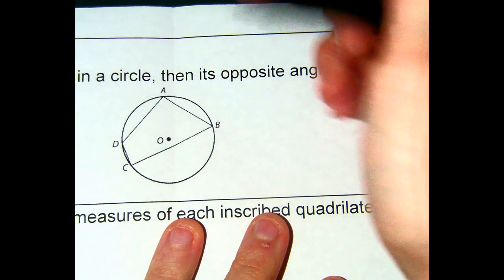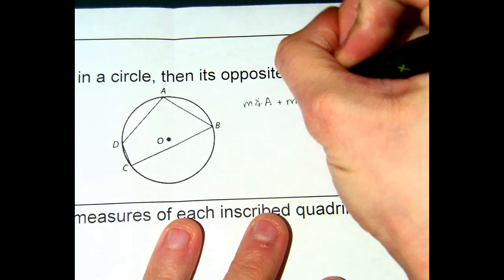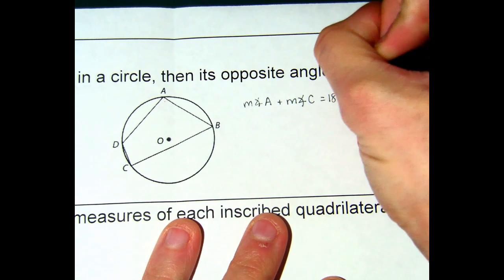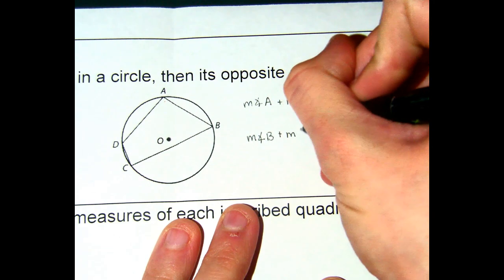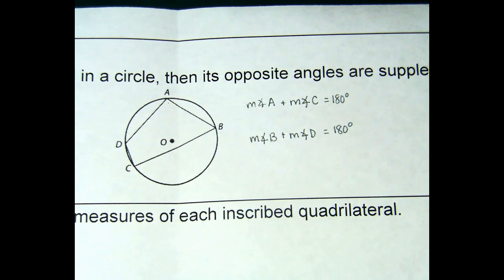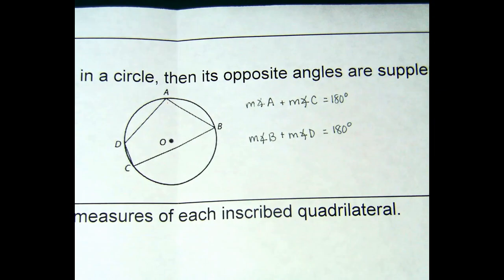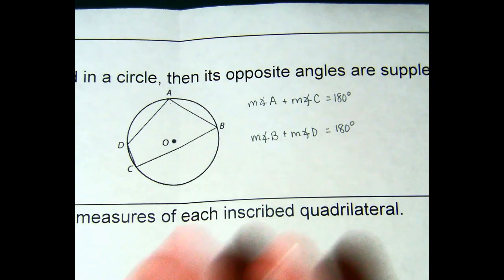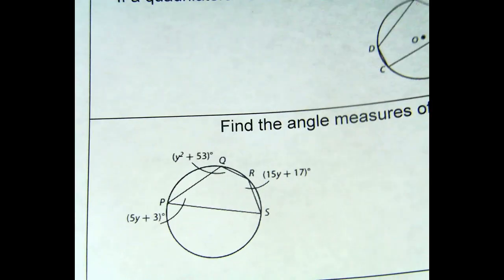In this example, the measure of angle A plus the measure of angle C is equal to 180, and the measure of angle B plus the measure of angle D is equal to 180. Those are our two items. There are also 360 degrees inside a quadrilateral, which is why this ends up being true anyway. We're going to use that to find these angle measures, and all of our work today is going to be based on these two formulas. So let's look at this first one.